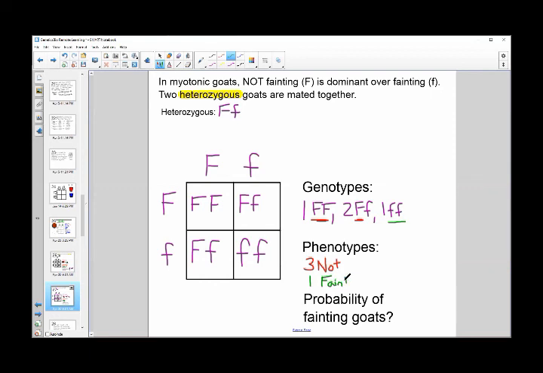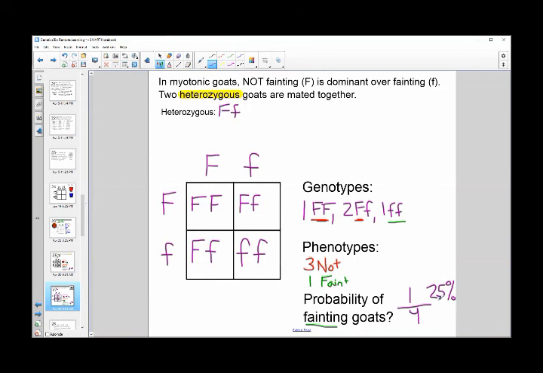Right, so my last question is the probability of getting a fainting goat. So I'm going to write a fraction. The bottom's going to be 4. And I have 1 fainting goat, so that's what goes on the top. So I have 1/4 here, or you can say that is 25%. 1/4, like 25 cents is a quarter. So if I have 1/4, that'd be 25%.